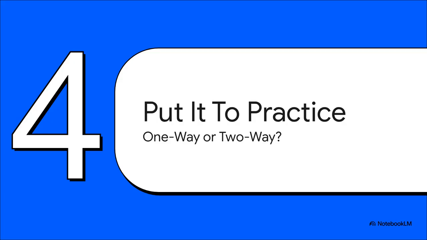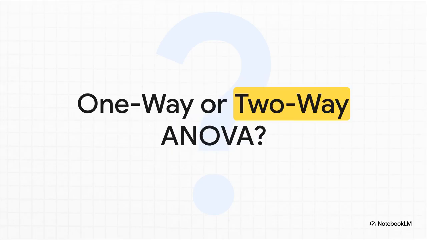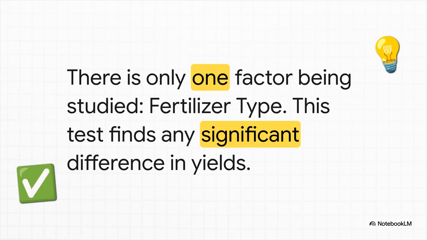All right, theory is great, but the absolute best way to make this stuff stick is by doing. So let's run through a few quick scenarios. For each one, you decide, do we need the basic toolkit or the upgrade? Okay, first one. A farmer is testing 3 different fertilizers. That's it, just trying to see which one leads to the highest crop yield. So, what do you think? Which tool does she need? One-way or two-way ANOVA? That's right, it's a one-way ANOVA. The key here is there's only one factor being studied, the type of fertilizer. It's a straightforward comparison across those 3 groups.